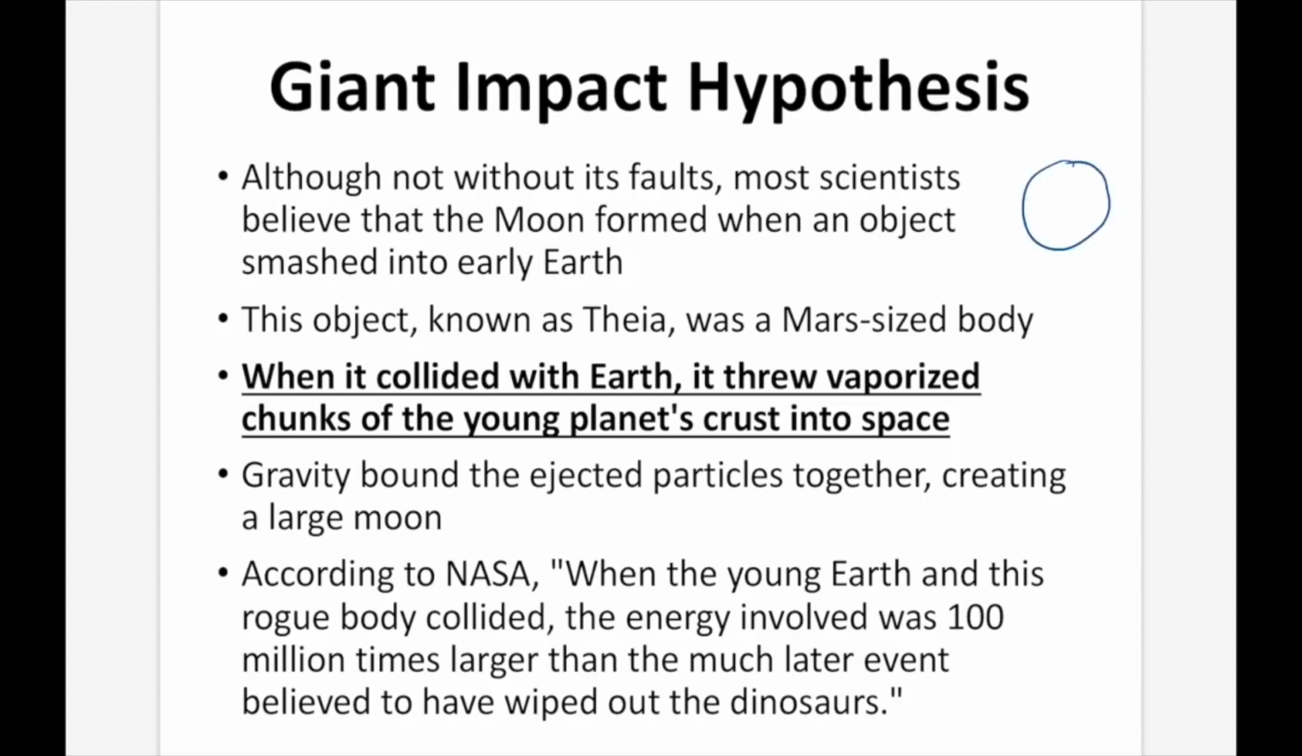So you have Earth, and you have this Mars-sized object smashing into it. When it did, it threw a whole bunch of debris up into the atmosphere. All that debris eventually coalesced into the smaller moon that orbits Earth now.